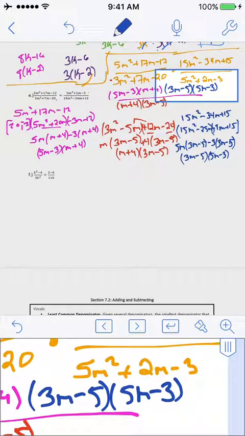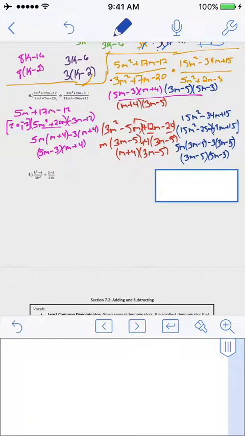We have 5m squared plus 2m minus 3. I'm going to try and write it real small down here in green.